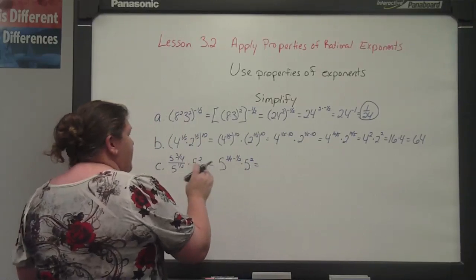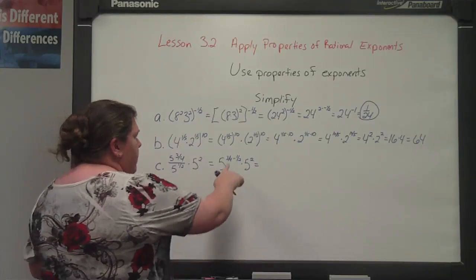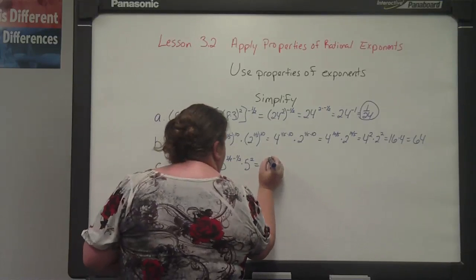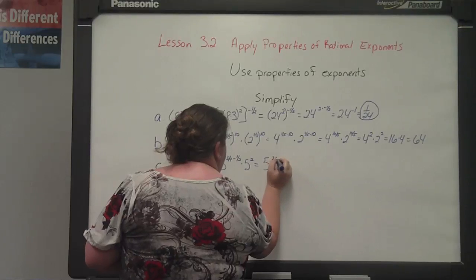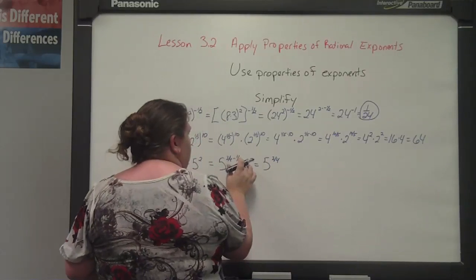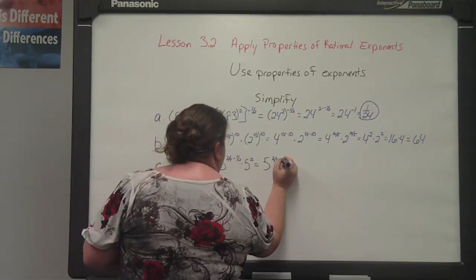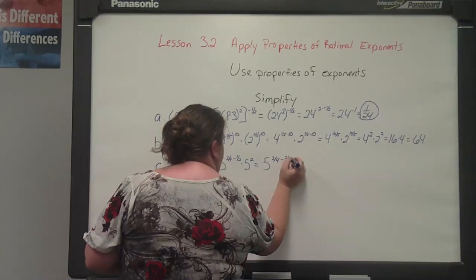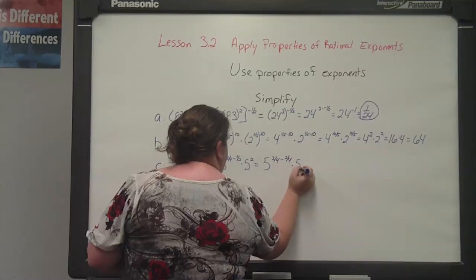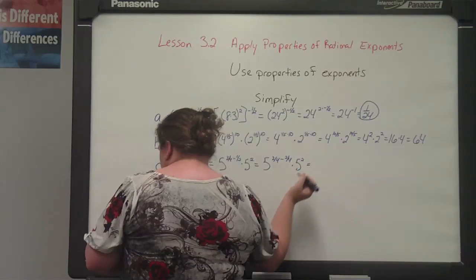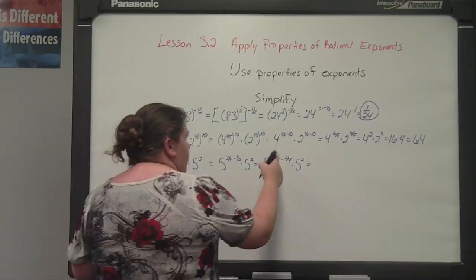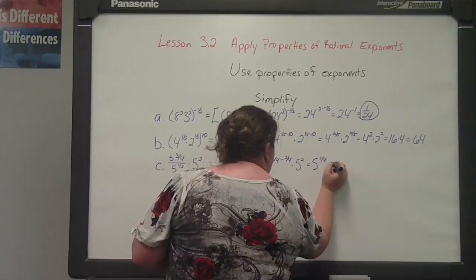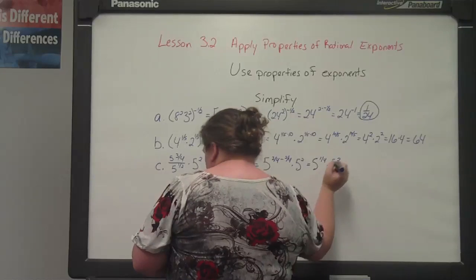But I can see that we don't have like terms in our denominators, so I've got to make it into a like term. So 5 to the 3/4, and to make 2 into 4, we have to multiply top and bottom by 2. So that gives us 2/4 times 5 squared, which gives us 3 minus 2, 5 to the 1/4 times 5 squared.